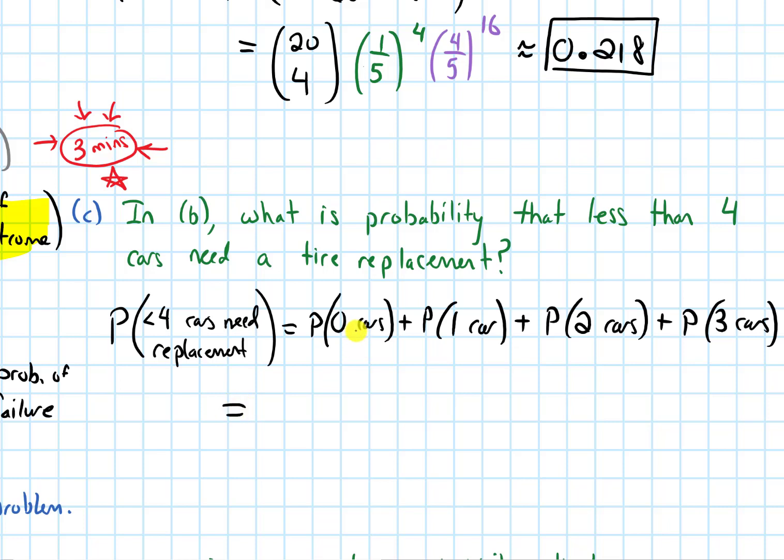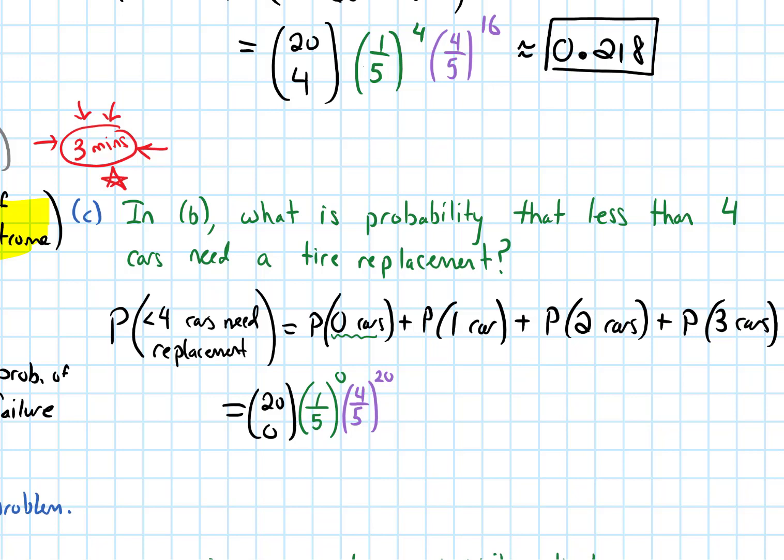So each of these I can determine using my formula for Bernoulli probabilities. Okay, so for 0 cars, I would have to do 20 choose 0, and then multiply that by the probability of a success, 1/5. That's the probability that a car needs to get its tires replaced. And in this case, I want 0 cars to get their tires replaced, so the exponent is going to be 0. Okay, and then multiply that by 4/5. That's the probability that a car doesn't need to get their tires replaced. And there's going to be 20 cars that don't need to get their tires replaced here.